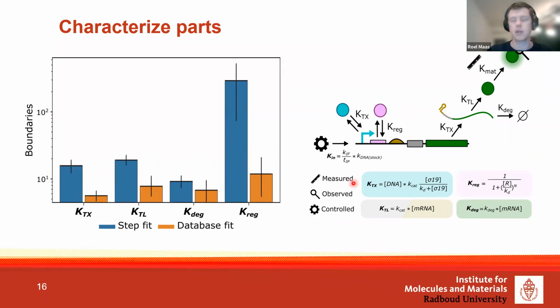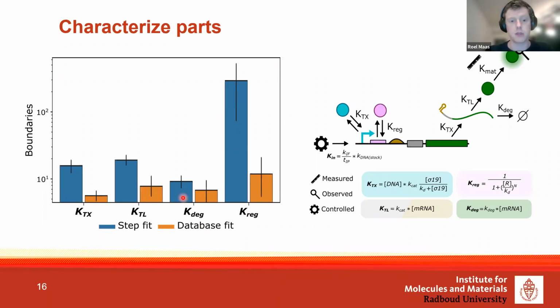So what's shown here is we took all the distributions per category, so per transcription, translation, degradation, and regulation, and then we kind of average them out, the boundaries, and see how much they shrink, basically. So what you see here is that for the step experiments, for transcription, translation, and regulation, you see a huge improvement in the boundaries around the average value for the estimate. So we see a huge improvement in the parameter distributions.